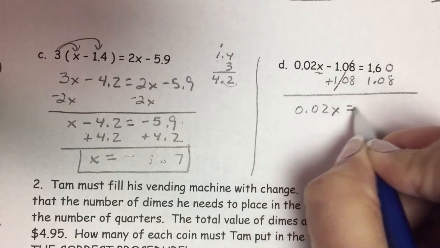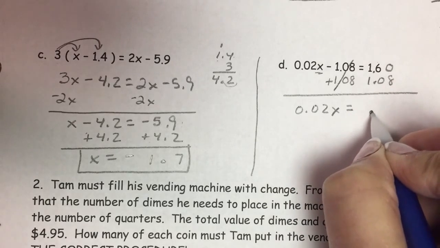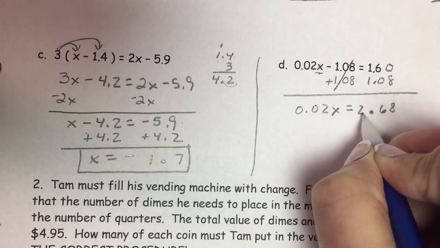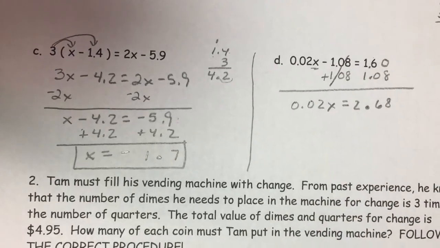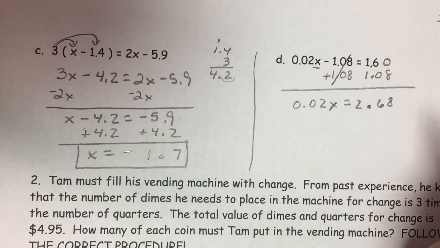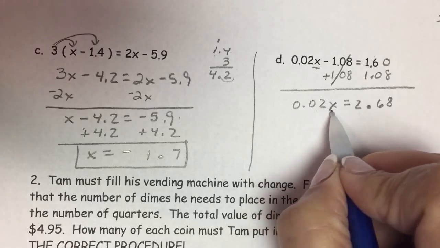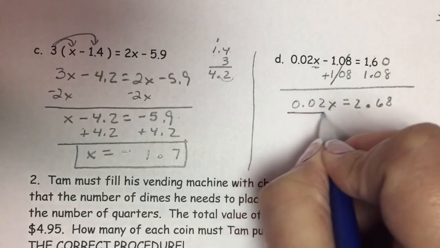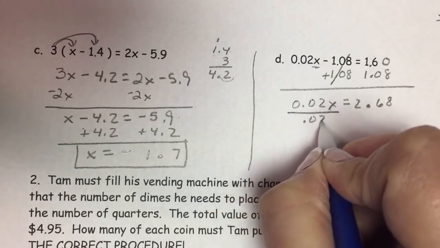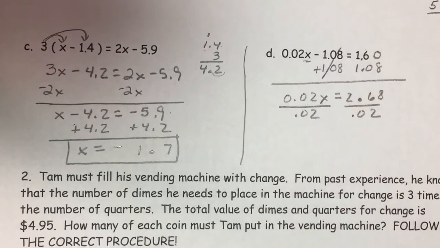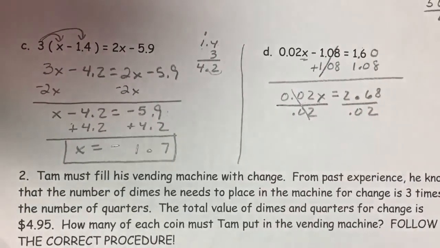0.02x is equal to, if I add these decimals, I'm going to get an 8, a 6, and a 2. So 2.68. Now, what's happening with these two numbers? They're being multiplied, so I'm going to divide both sides by 0.02. Those are going to cancel.